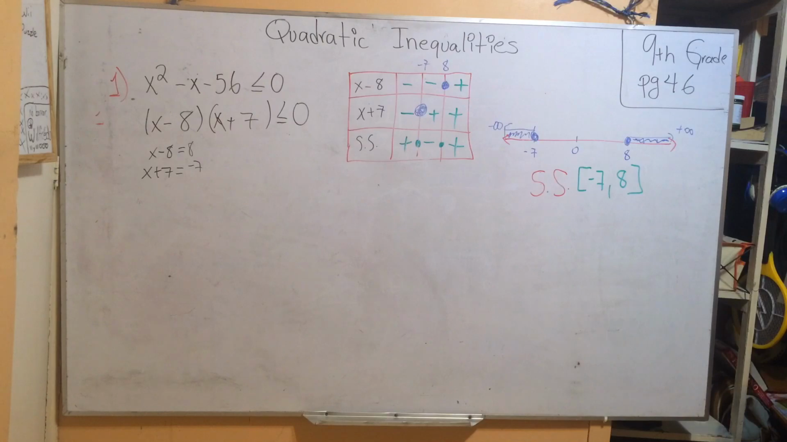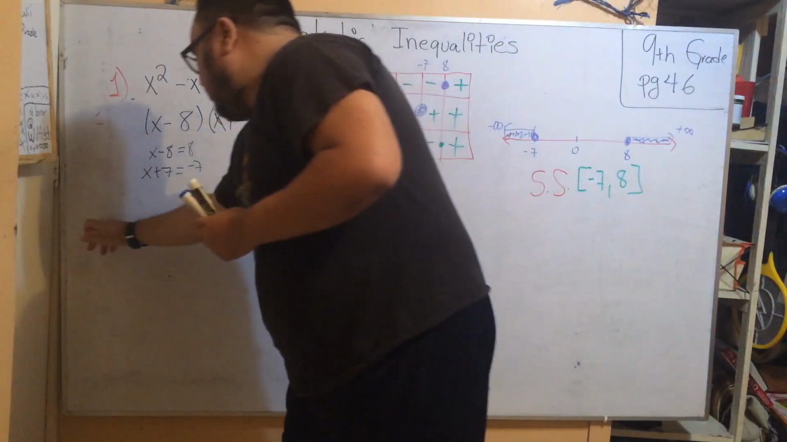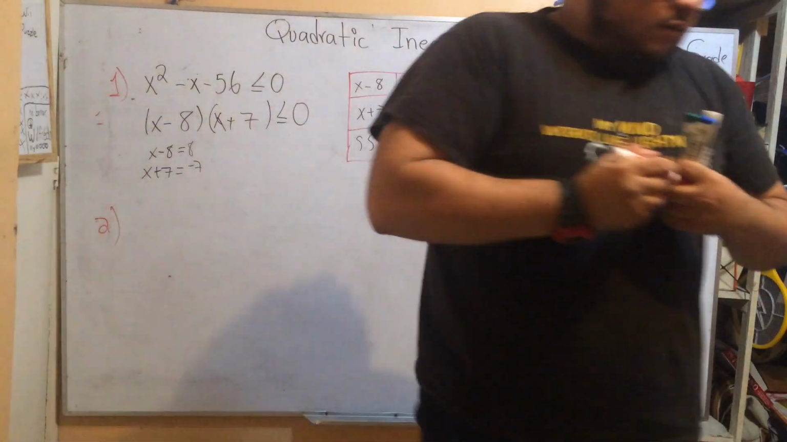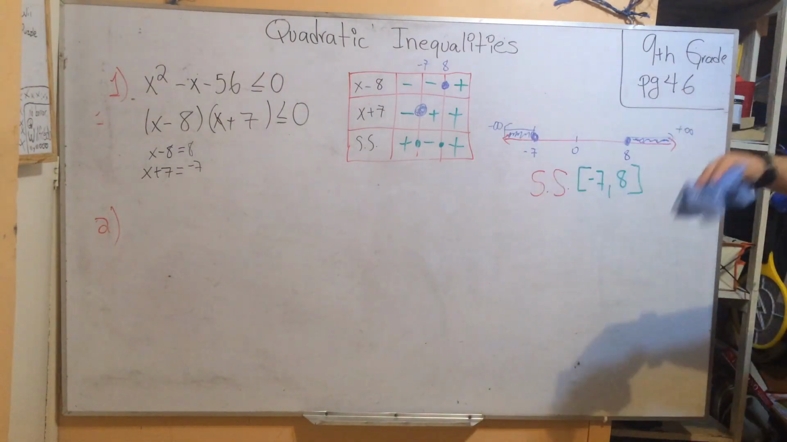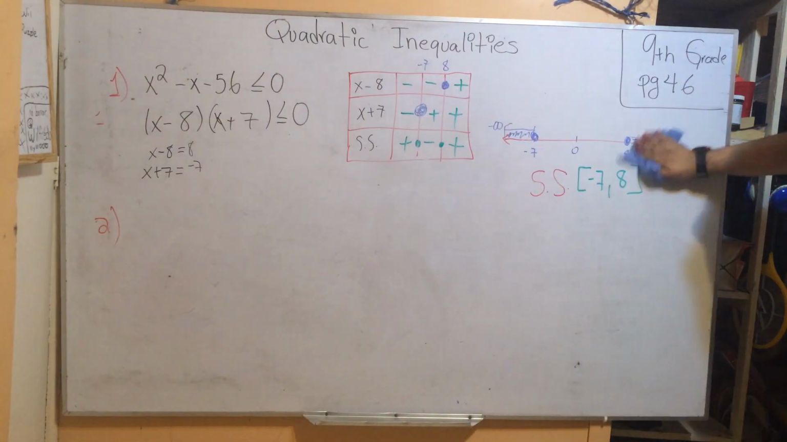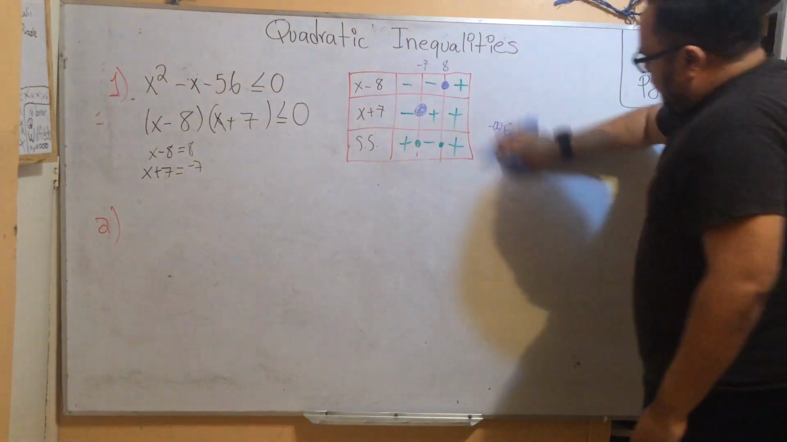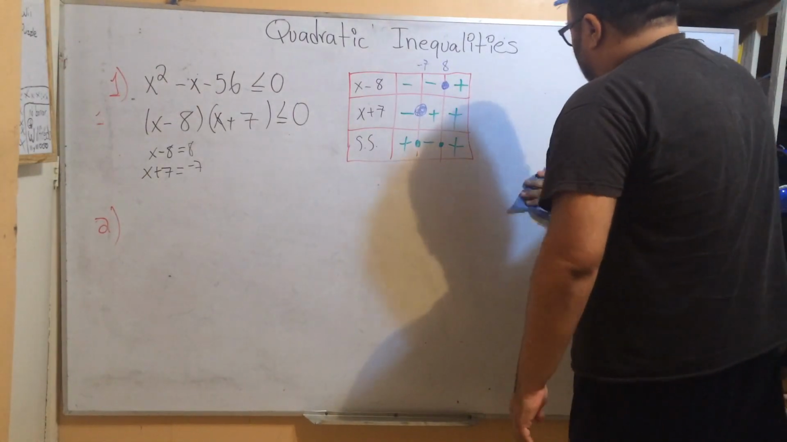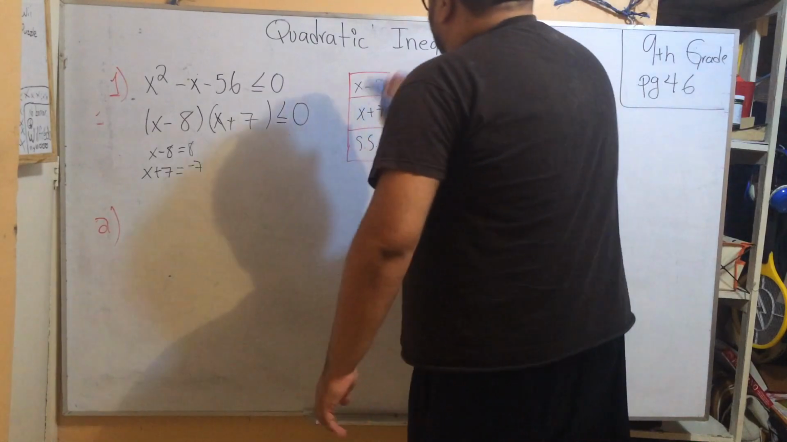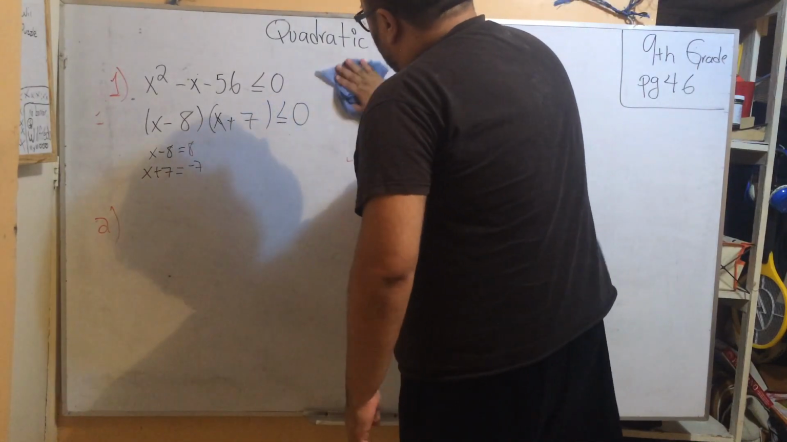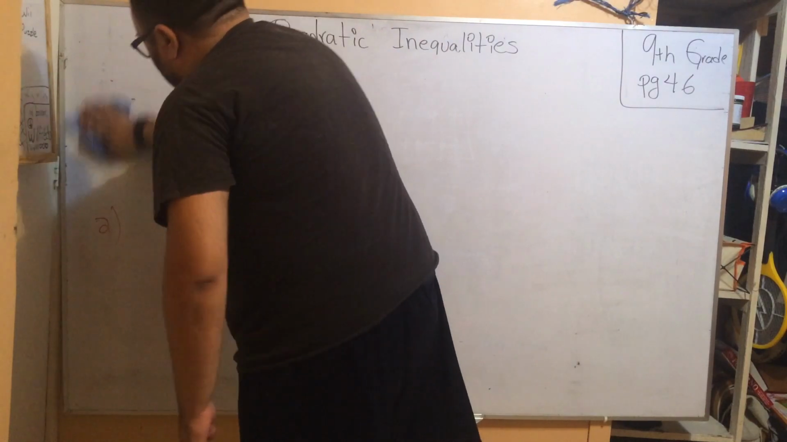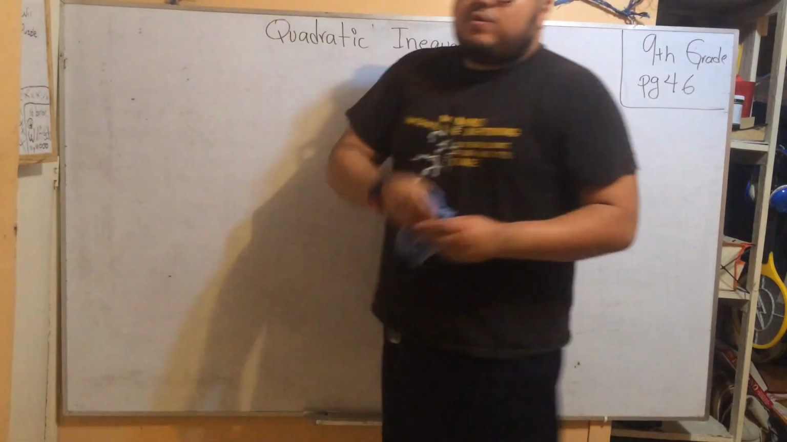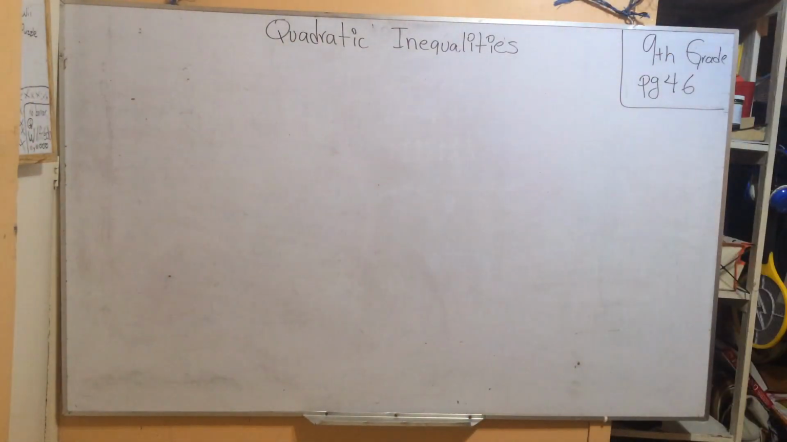Perfect. Let's do number 2. I'm going to do another one, just in case you want to copy. So let's try another one. And now we're going to try one that has a greater than value, so that we can see the difference, because this one had a less than or equal than value.